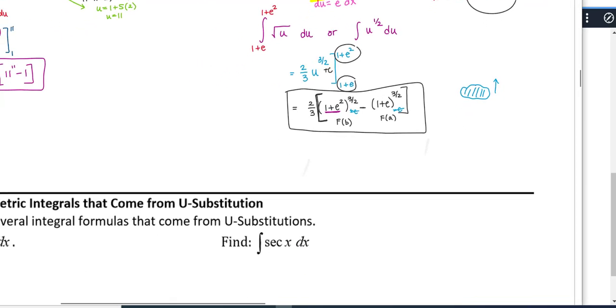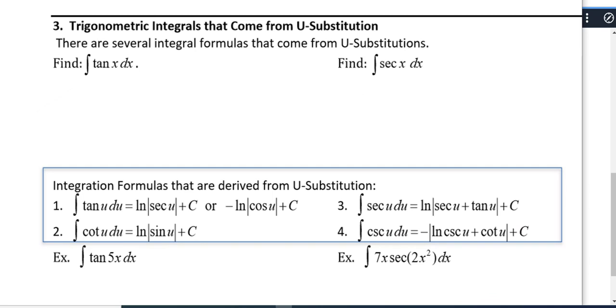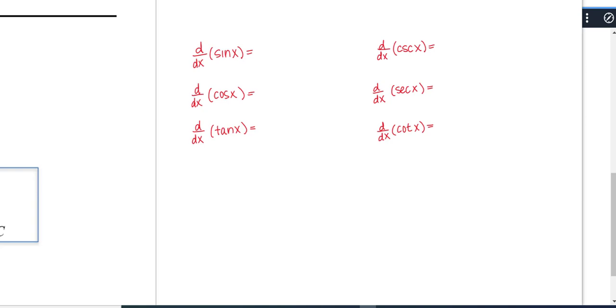All right, let's talk trig for a little bit. And let's think about some trig integrals that come from u substitution. So I think in Calc 1 you should have seen the antiderivative of tangent x. Now there is no derivative that gives us tangent as an answer. And let's go over here.